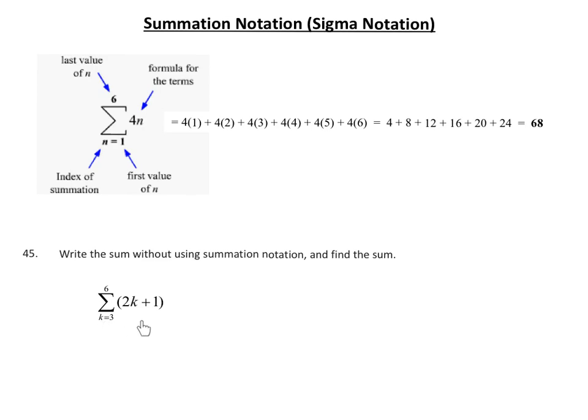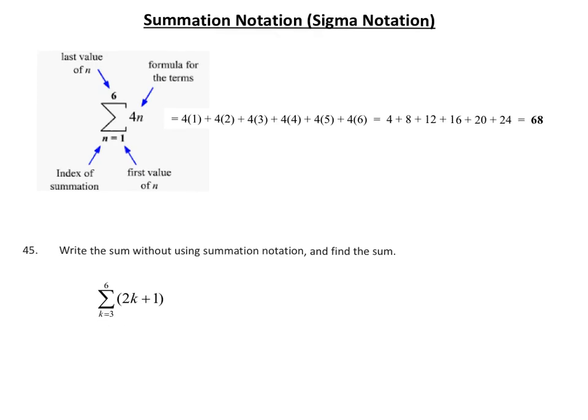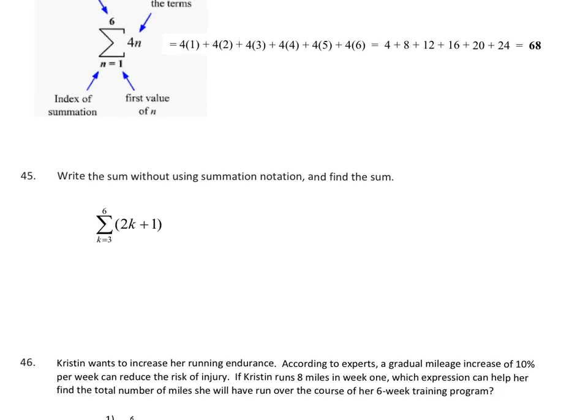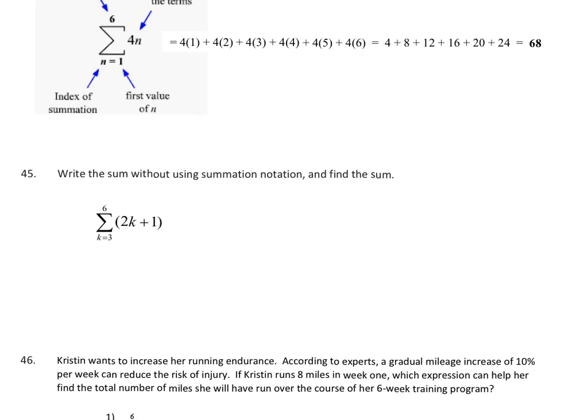Okay, let's try it with this one down here. I'm just going to move this up a little to give myself a little more room. Remember, we start by taking the number on the bottom of the sigma symbol and plugging it in for the variable. This time we're using k instead of n. So we're going to write 2 times 3 plus 1. I'm just going to group that together in a parenthesis.